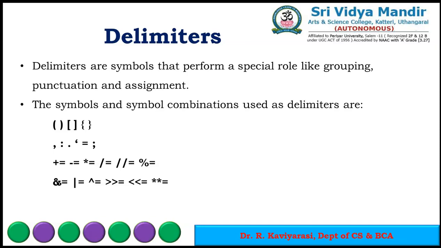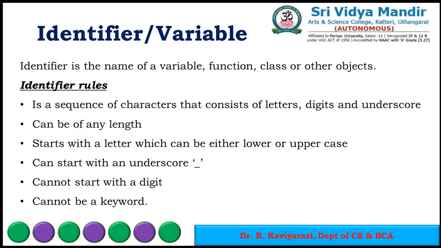The next type of token is delimiters. Delimiters are nothing but symbols that perform a special role like grouping, punctuation and assignment. So apart from operators, we are using certain special symbols. These symbols are known as delimiters. Some of the delimiters are given here: parentheses, subscripts, curly brackets, comma, colon, period, single quote, double quotes, plus equal to, minus equal to. So these are the various delimiters that we are using in our Python programs.